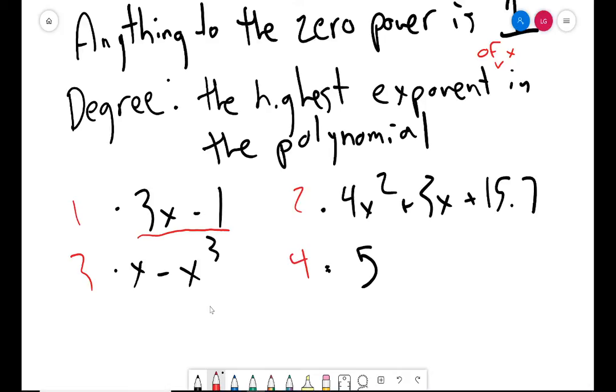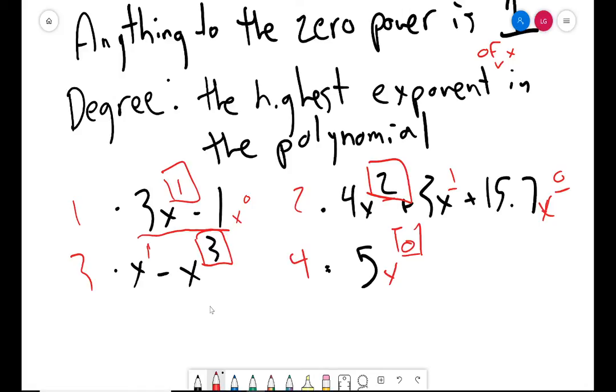What are the powers of x? Well, this has an implied power of 1, and this has an implied power of 0, so 1 is its degree. Number 2, implied power 1, implied power 0 here, so we got 2, 1, and 0, so degree 2. For number 3, x minus x cubed, implied power 1, power of 3, there's the degree. And finally 5, it's x to the 0, 0 is the degree.